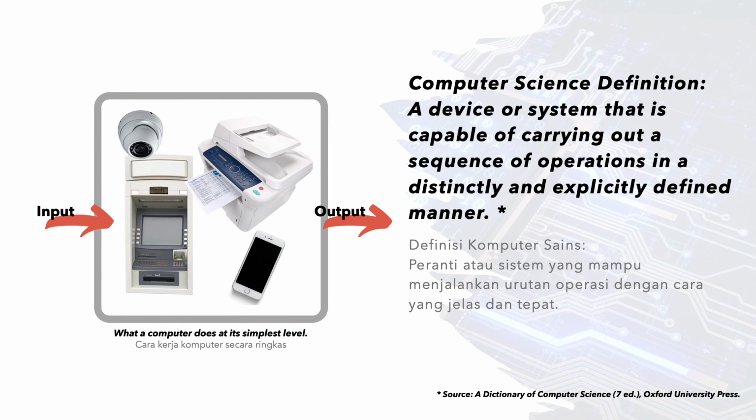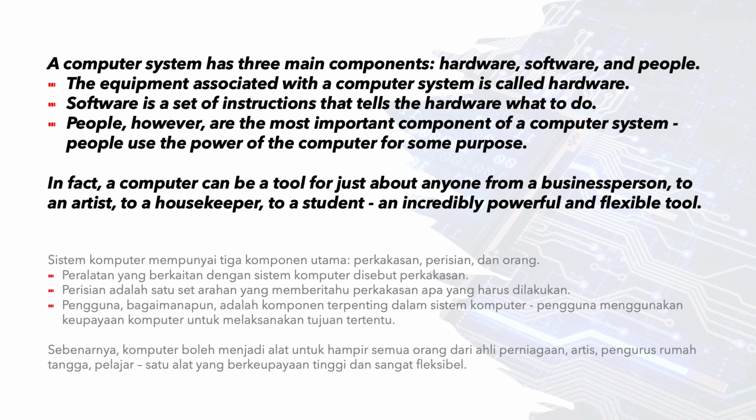In computer science definition, a computer is a device or system that is capable of carrying out a sequence of operations in a distinctly and explicitly defined manner. A computer system has three main components: hardware, software, and people. The equipment associated with a computer system is called hardware. Software is a set of instructions that tells the hardware what to do. People, however, are the most important component of a computer system. People use the power of the computer for some purpose.